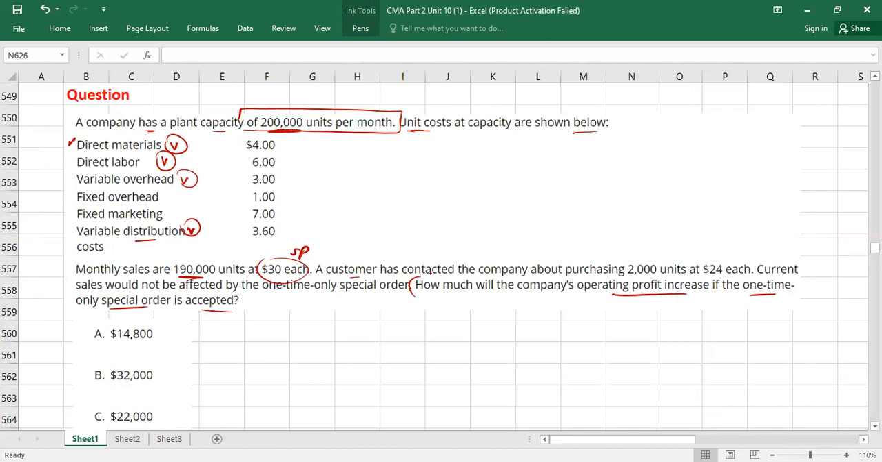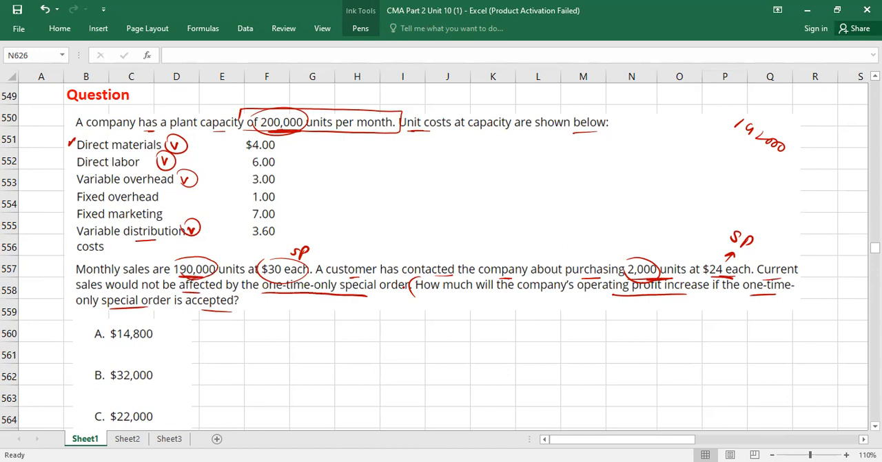Here we go. A customer has contacted the company about purchasing 2,000 units. So you are producing 190,000 plus 2,000; total will become 192,000, and capacity is 200,000. It means you still have spare capacity. The customer gave you an order for 2,000 units at 24 each. This is the sale price the customer is offering, that they will pay 24 if you can manufacture the product. Current sales would not be affected by a one-time special order because we have spare capacity.